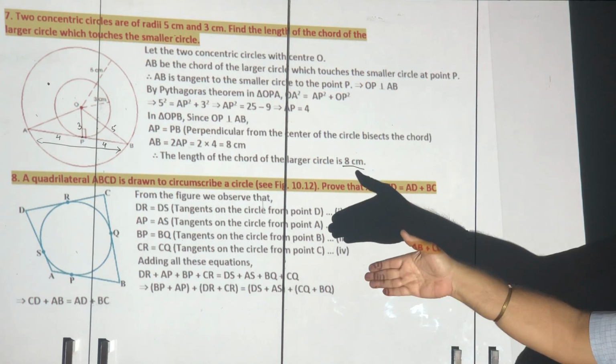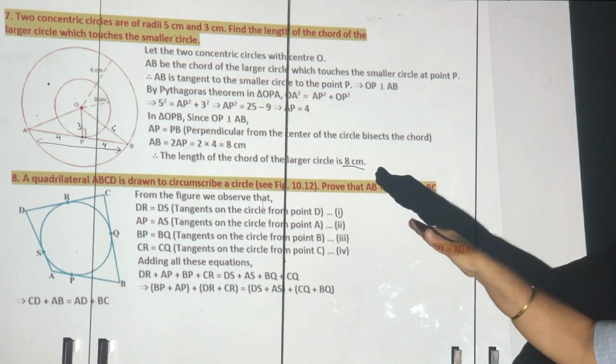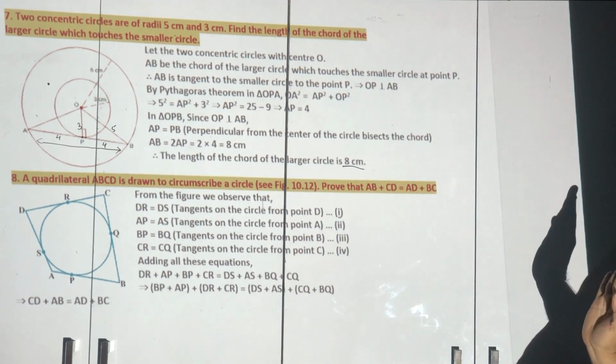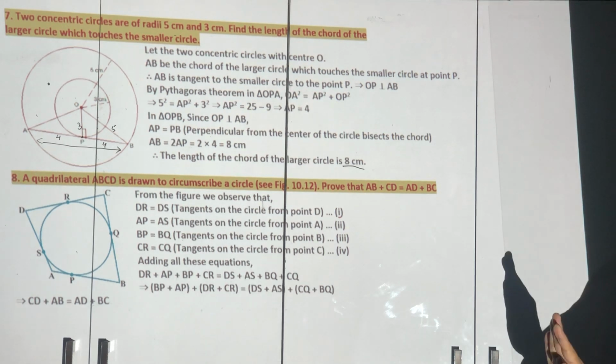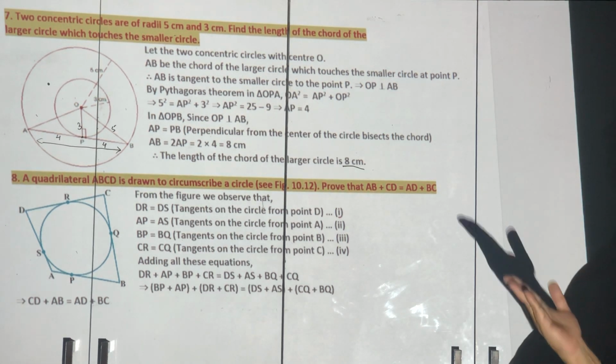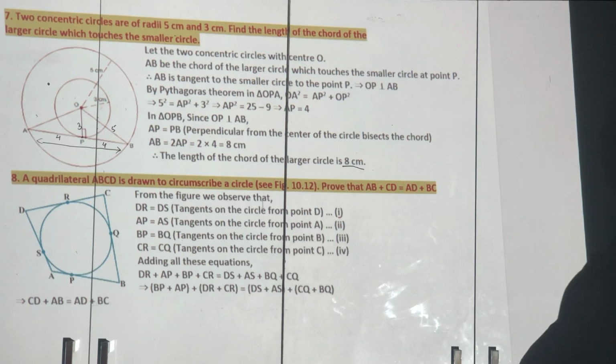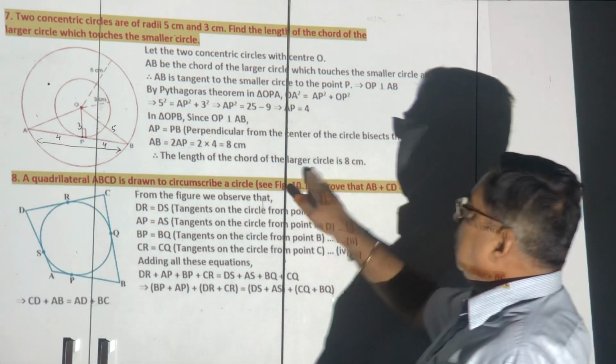Okay, perpendicular from the center to a chord bisects the chord. So AP is equal to BP. So 4, 4 will become 8. And the secant is a tangent for it, and I can use Pythagoras theorem. Let us have a look.